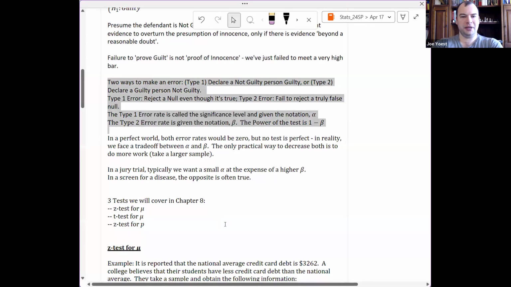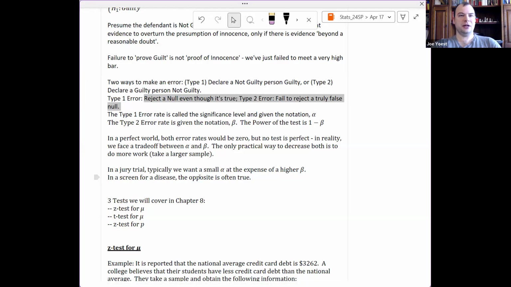There are two ways we can make an error. We can make a type 1 or a type 2 error. The type 1 error is when we reject a null, even though it's true. Type 2 is when there's a null hypothesis that's false, but we fail to reject it.